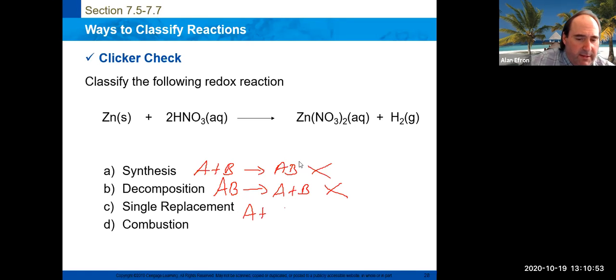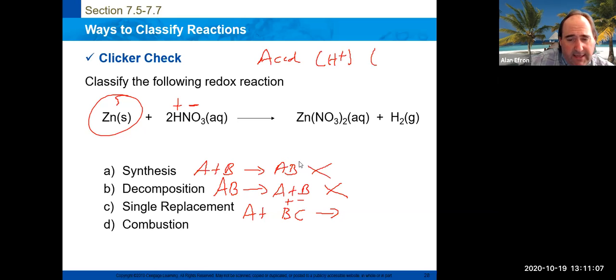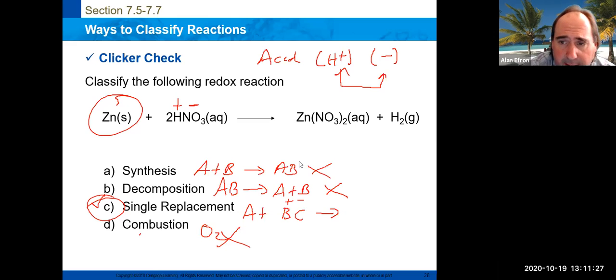Single replacement is one thing plus an ionic compound. So I have one thing by itself, so that's good. This is nitric acid, which is a positive and negative compound. Remember, if you have an acid, pretty much the cation is H plus, and there's a negative ion. So you can think of acids as a sort of ionic compound, and that means that we should have C, perhaps. Combustion needs some O2. I don't see any O2, so that doesn't look good. So it looks like C here would probably be the best answer. Question on that.